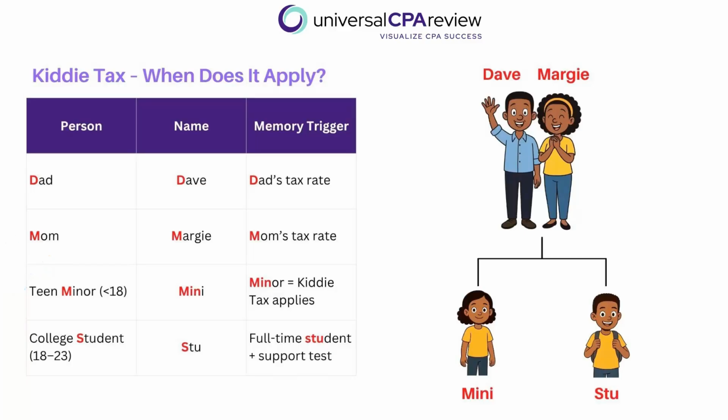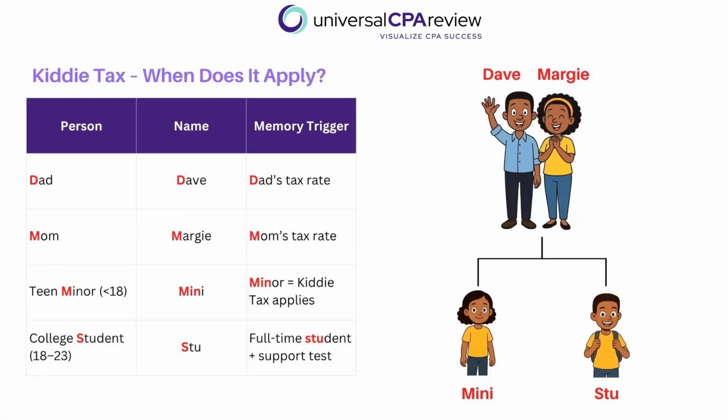Then we have the children. All right, so Minnie, she's our M for minor, meaning she's under age 18. Minnie is the classic scenario where kiddie tax almost always applies because minors very rarely provide more than 50% of their own support. And Stu is the full-time college student, age 18 to 23. And the S in Stu equals student. All right, but with Stu, you also have to remember the extra support test. All right, so he qualifies for kiddie tax only if he does not provide more than half of his own support. That's the nuance a ton of candidates forget.